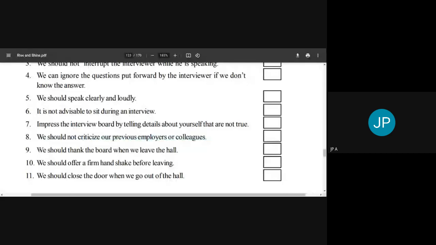We should thank the board when we leave the hall. Yes, we should say thank you. And we should offer a firm handshake before leaving. This is also very tricky, a tricky question. Should we offer a handshake before leaving the hall?